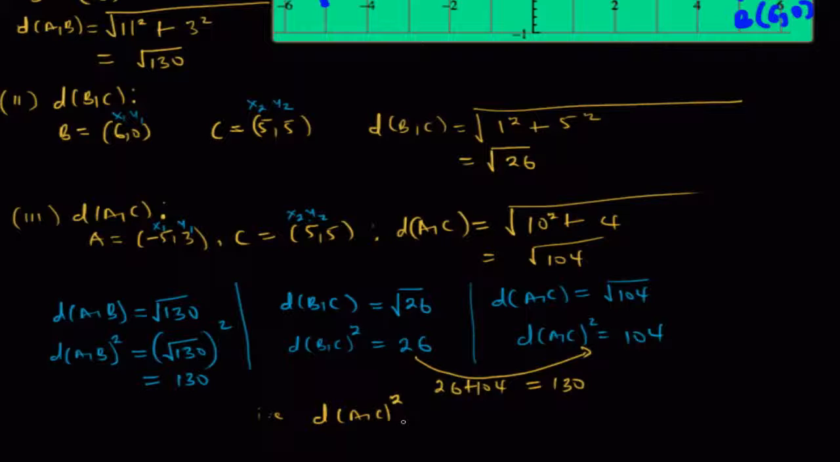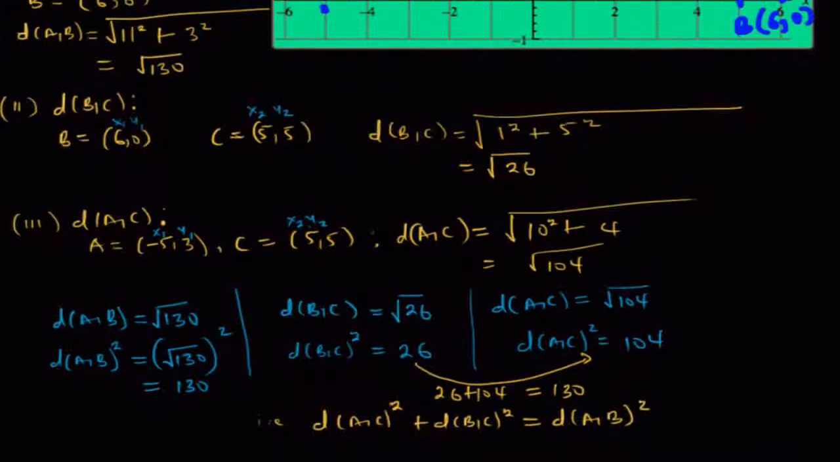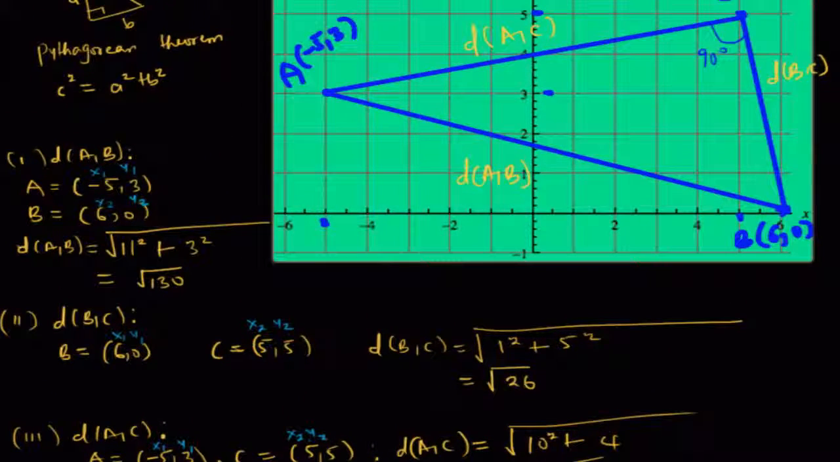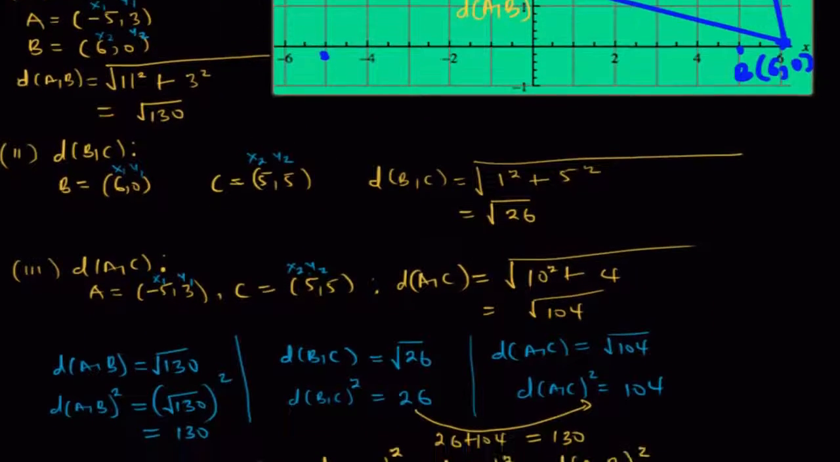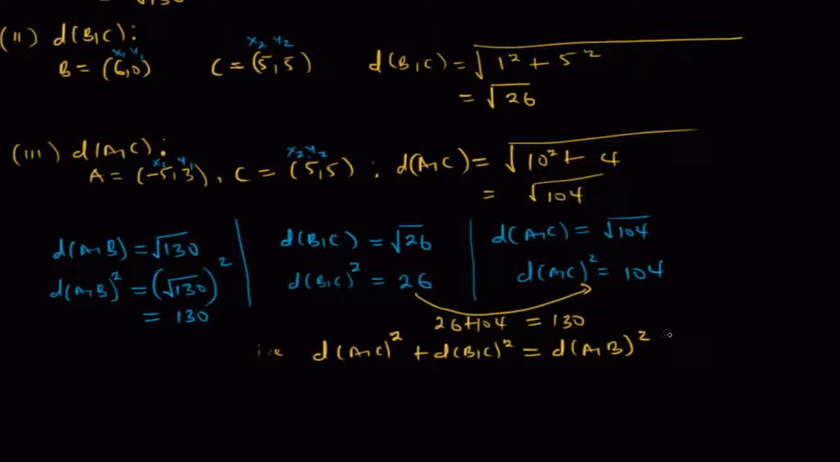That is the square of the distance between A and C plus BC squared equals AB squared. So that implies that it has satisfied the Pythagorean theorem, which implies it is a right triangle. So we can conclude that yes, it is a right triangle, and the reason being that it satisfied the Pythagorean theorem.